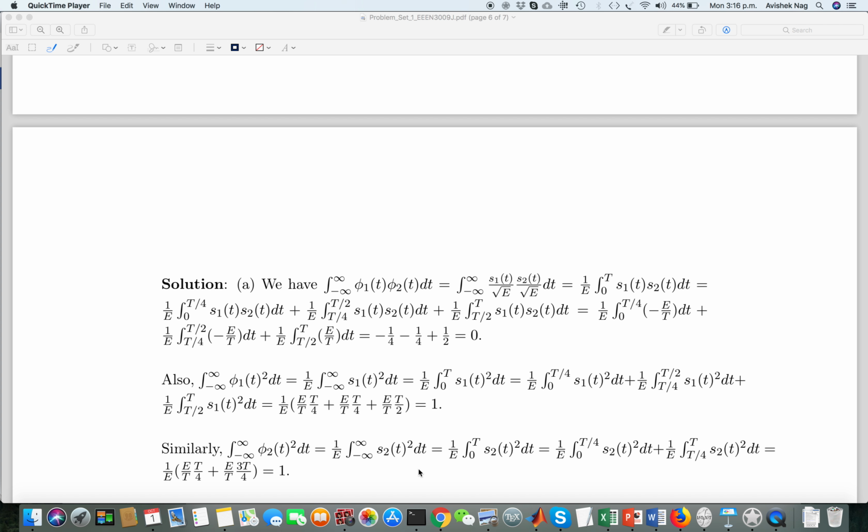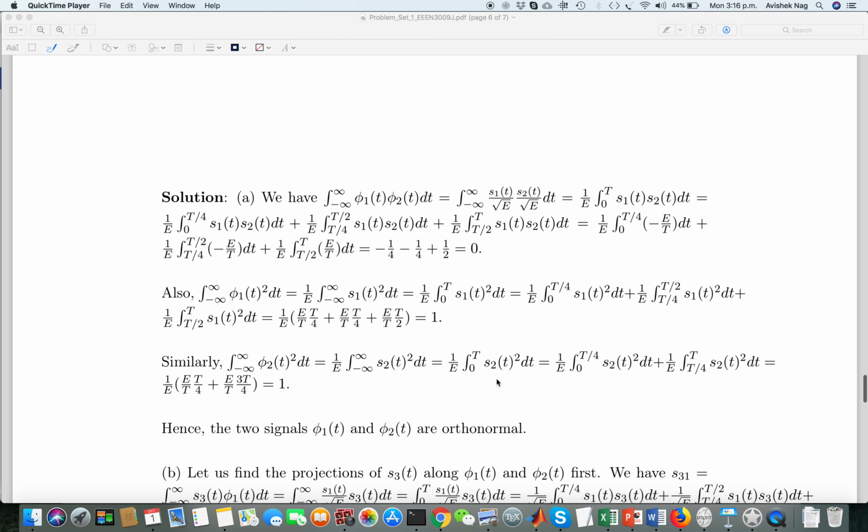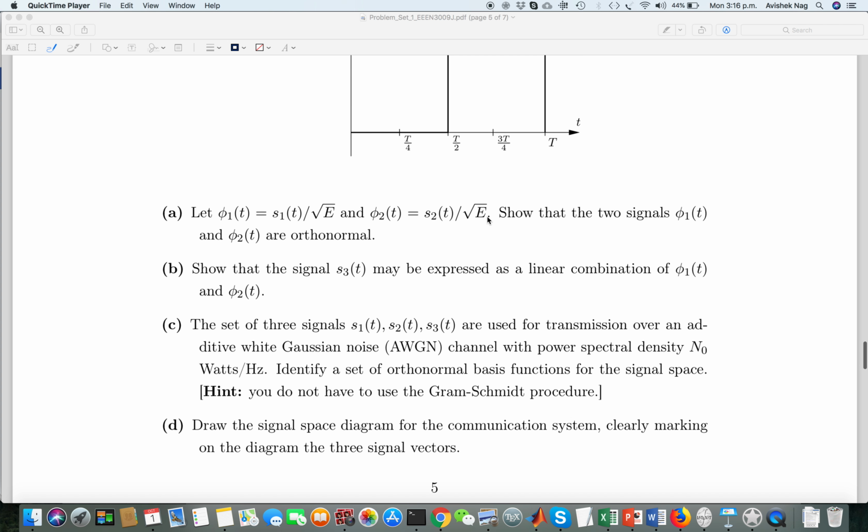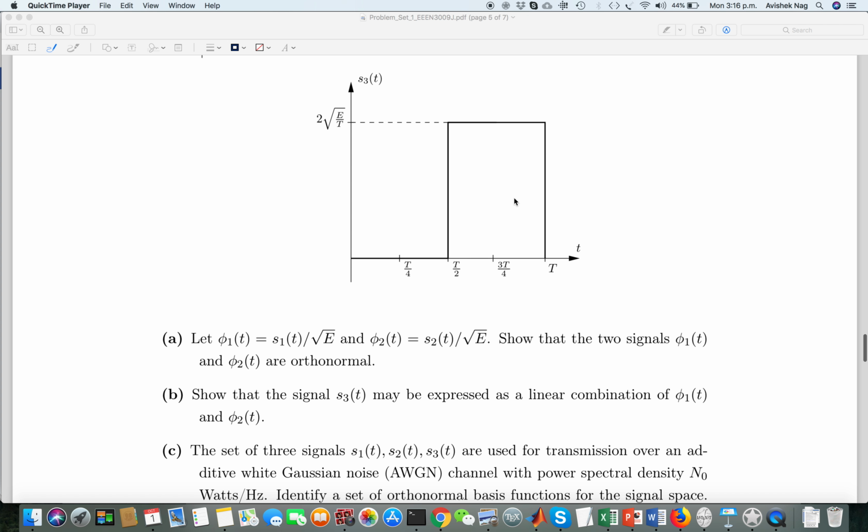So that's the case indeed. So therefore phi 1(t) and phi 2(t) are orthonormal. Then in part B you were asked to show that the signal S3, which is this signal, may be expressed as a linear combination of phi 1(t) and phi 2(t).